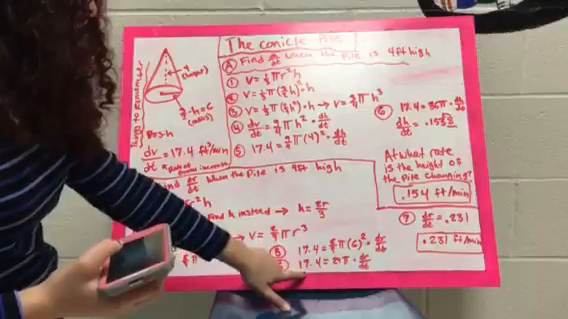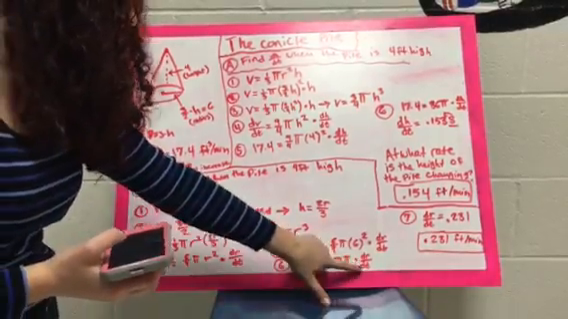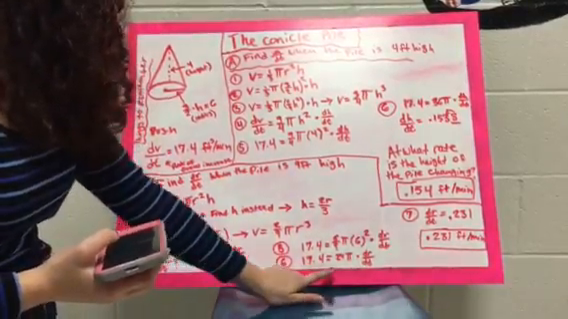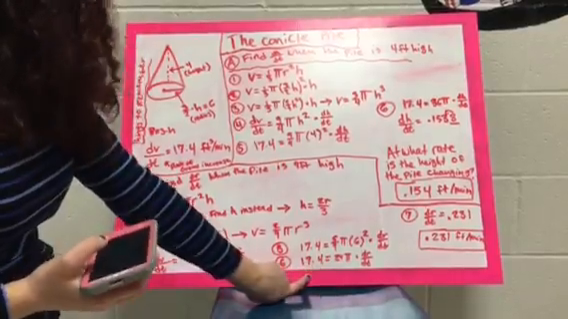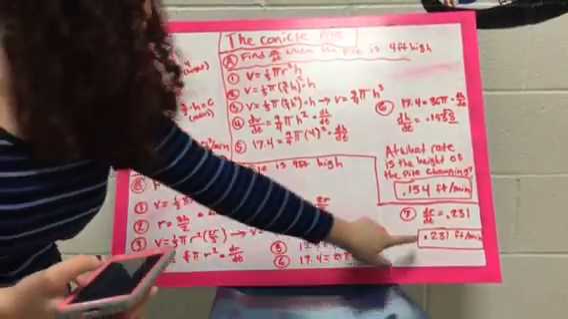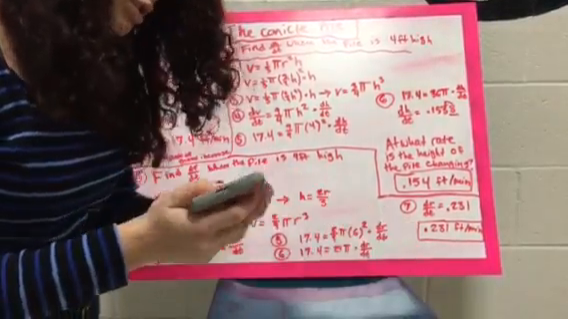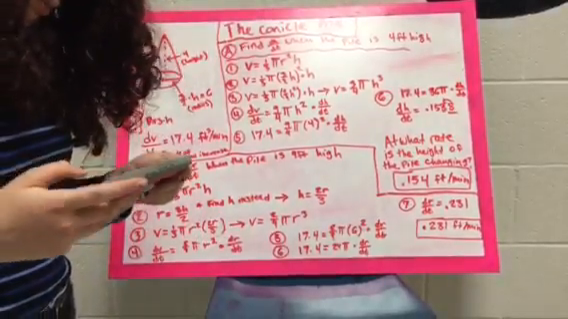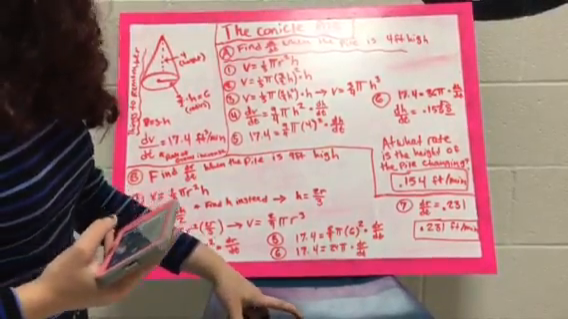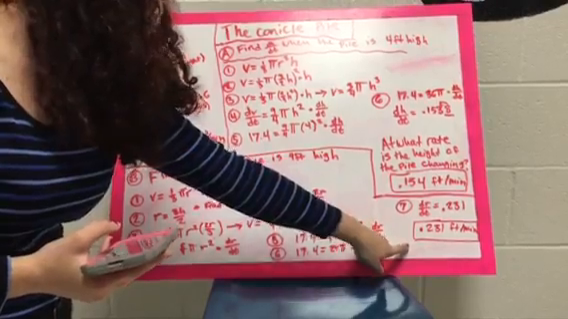Simplified, you get 17.4 equals 24 pi times dr over dt. You divide out 24 pi from both sides of the equation, and you get your answer of 0.231 feet per minute. So the rate at which the radius is changing is 0.231 feet per minute.